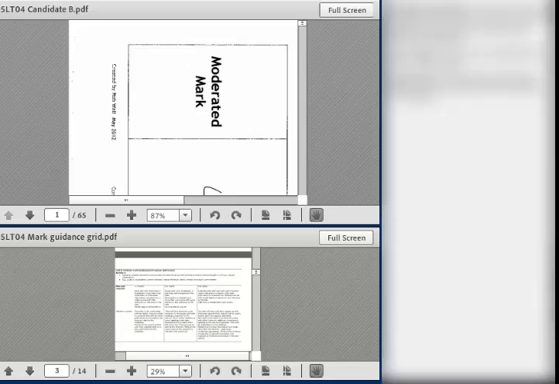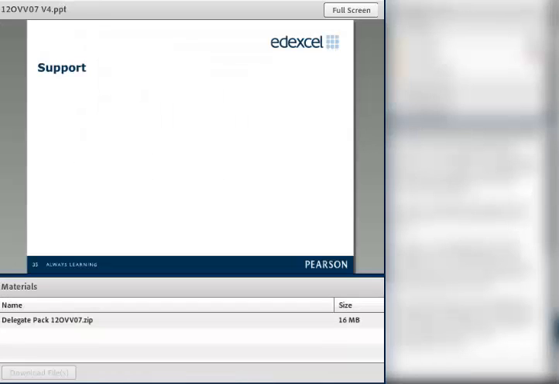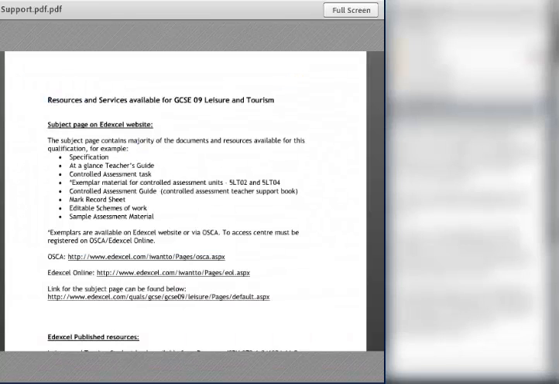But I'm sorry that we've had the technical problems that we have had with it, because it is a good piece of work, which is why I particularly chose this one for you. Support. Yes, there's a subject page on the Edexcel website, so have a look at that.